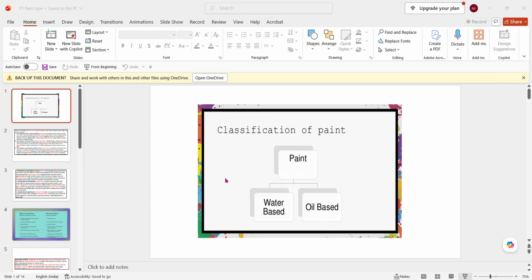Glossy look: the difference between synthetic enamel and acrylic enamel. Synthetic enamel is an oil based paint, so that's why it has a glossy look, and acrylics are water based, so they have a matte finish, not a glossy finish.